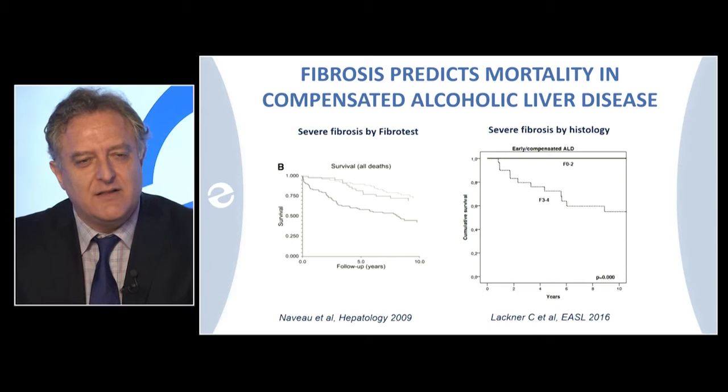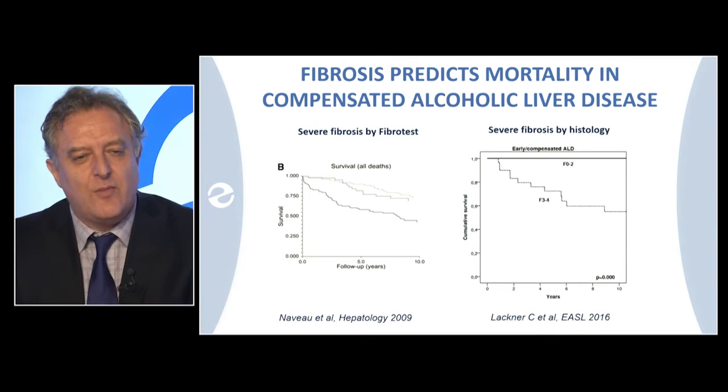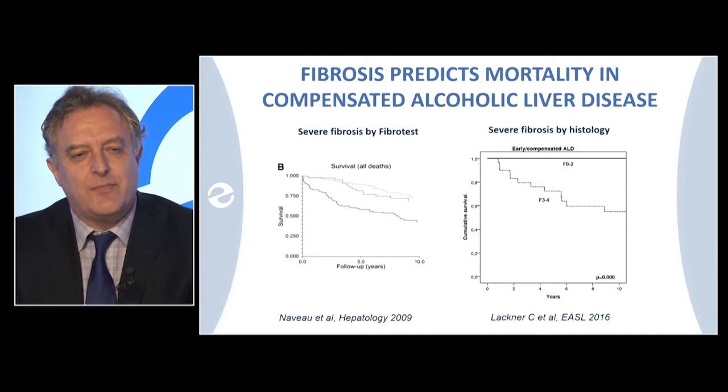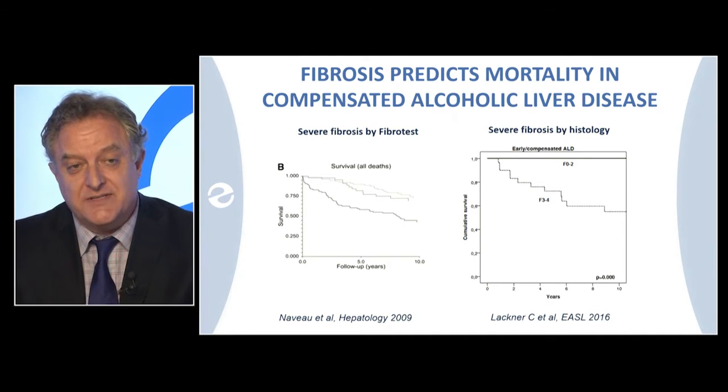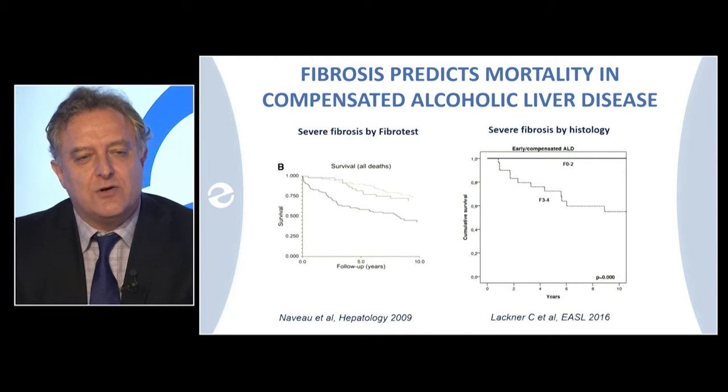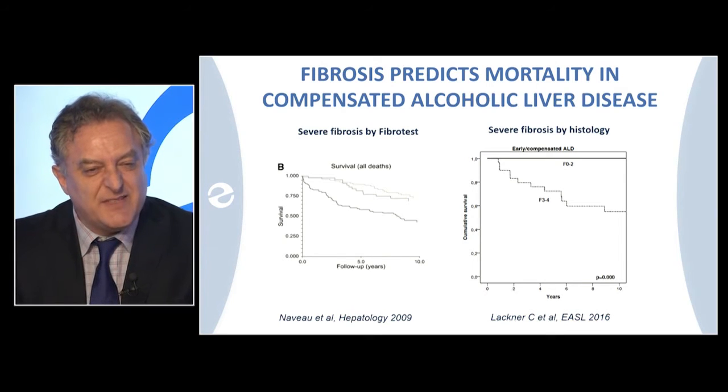In the left panel, they show the long-term follow-up, the survival after 10 or 15 years of follow-up of patients with alcoholic liver disease, depending on the degree of fibrosis measured by FibroTest. You can see the lower part of this curve are patients with advanced fibrosis, F3 and F4. And look at the significant decrease in the survival of these patients. They really die, 40% in 10 years. So detecting fibrosis in these patients is really important.